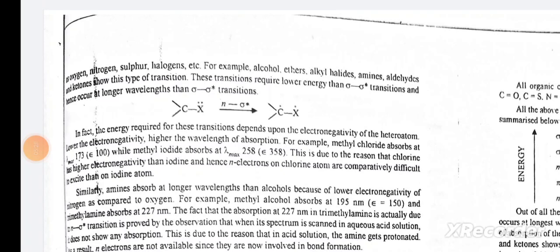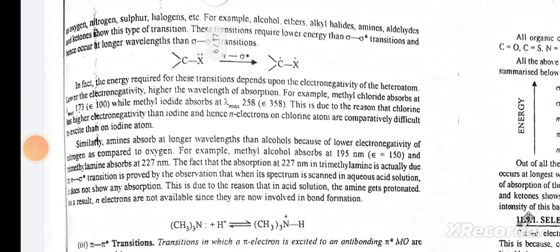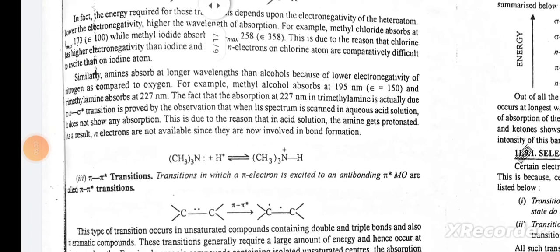These transitions require lower energy than sigma to sigma star transitions and hence occur at longer wavelengths. In fact, the energy required for these transitions depends upon the electronegativity of the heteroatom. Lower the electronegativity, higher the wavelength of absorption. For example, methyl chloride absorbs at a shorter wavelength, while methyl iodide absorbs at a longer one. This is due to the fact that chlorine has higher electronegativity than iodine and hence n electrons on the chlorine atom are comparatively difficult to excite than on an iodine atom.